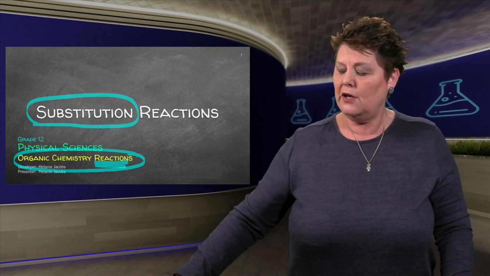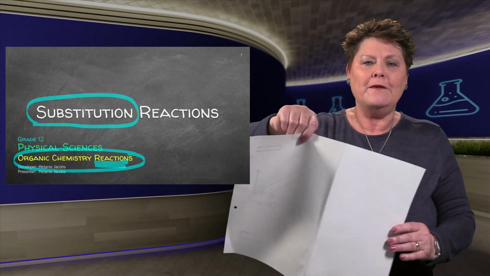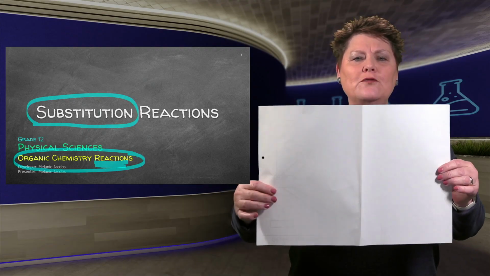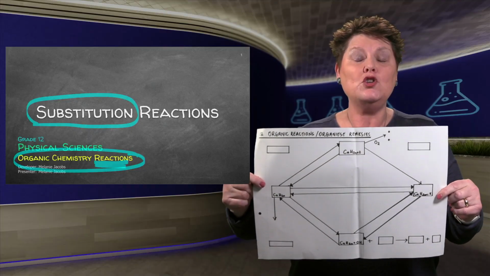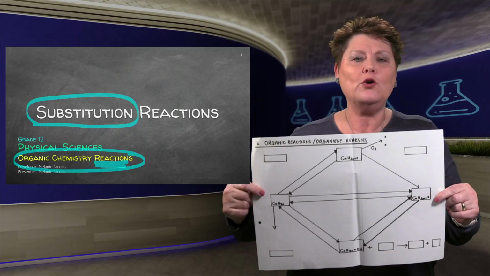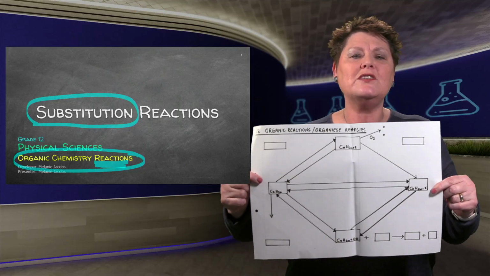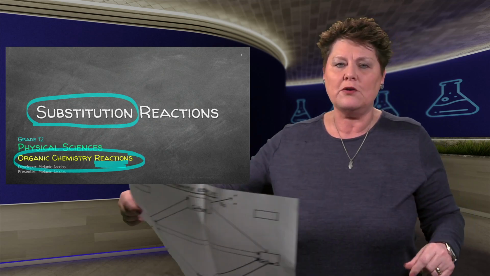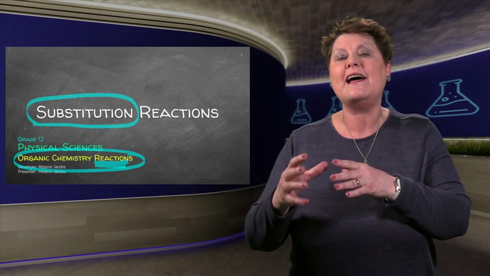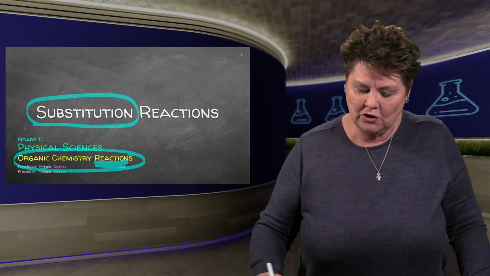So, first thing, you have your A3 paper and you've got your diagrams, and you should have by now done your addition and your elimination. We're going to do the third part now, which is the substitution reactions. So, get your pens, it has to be another color. Otherwise, you might get confused.